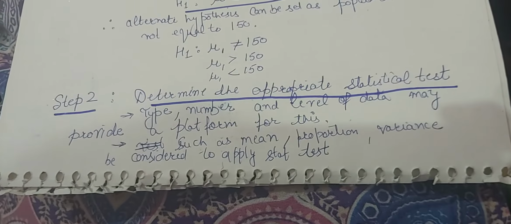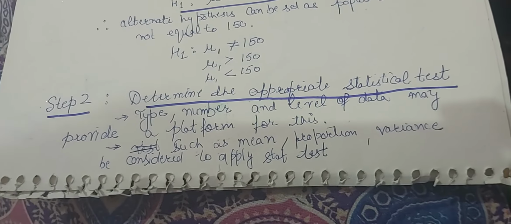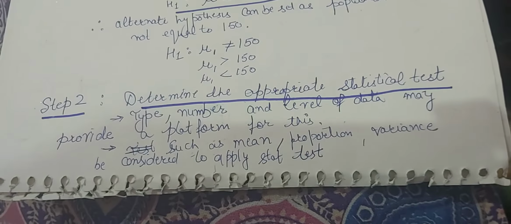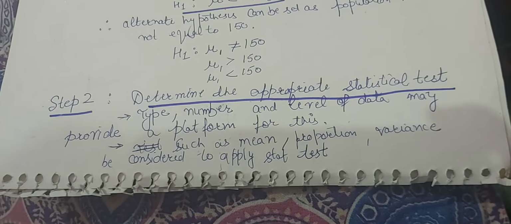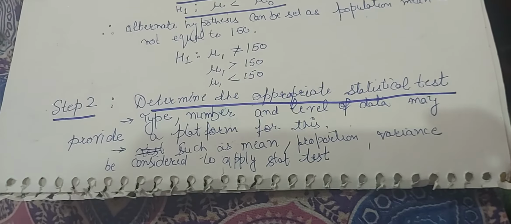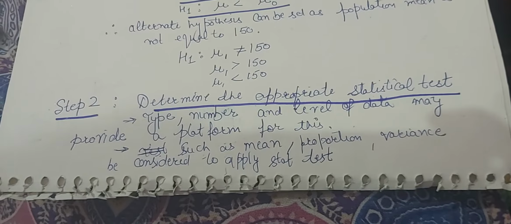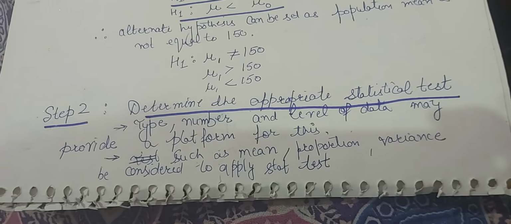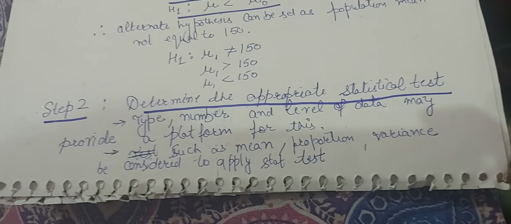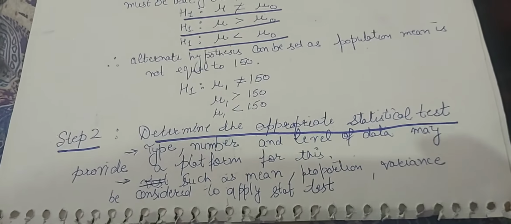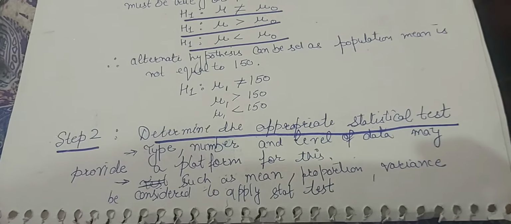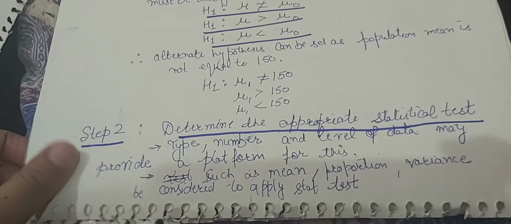The number and the level of data may provide a platform for this. So through these kinds of things, the categorical data, interval data, ratio data, we can decide upon the statistical test. Now mean, proportion, variance are also considered to apply the statistical test. So it is necessary to check these things to determine the appropriate statistical test.